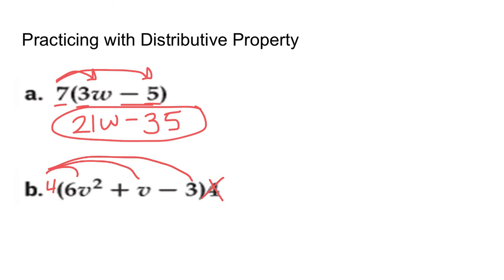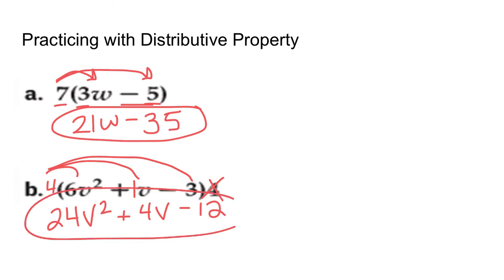So 4 times 6 will give me 24V squared. 4 times V, remember this V by itself is a 1, so you do 4 times 1 and get 4V. And then 4 times negative 3 is negative 12. Again, we have a V squared, a V, and something without a variable at all, and so we can't combine those. So we'll just leave it like that. That's the simplest form of that one.